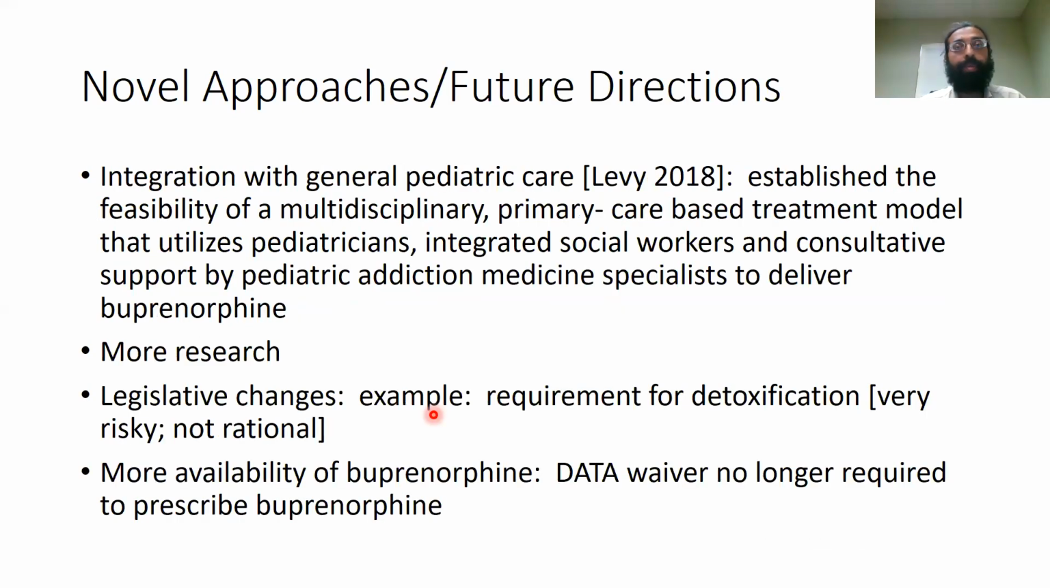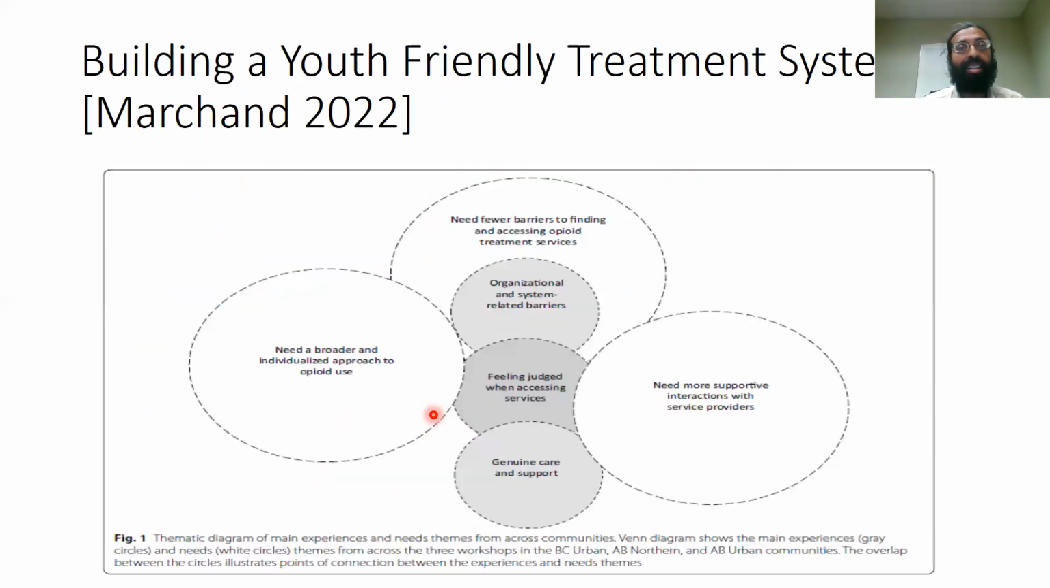And then lastly, integration, right? So there are also studies where the treatment for opioid use disorder was integrated within general pediatric care using a multidisciplinary approach, case management, social workers, right? And support by pediatric addiction medicine specialists. At least early data showed that it's a promising approach. And remember, we don't need data waivers anymore, right? So I think that ideally all the prescribers can really think about using this approach in our adolescents.